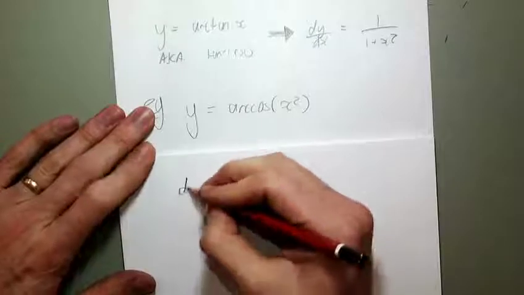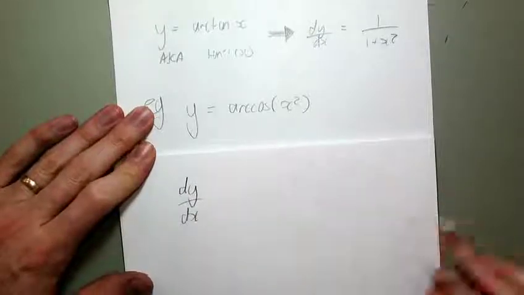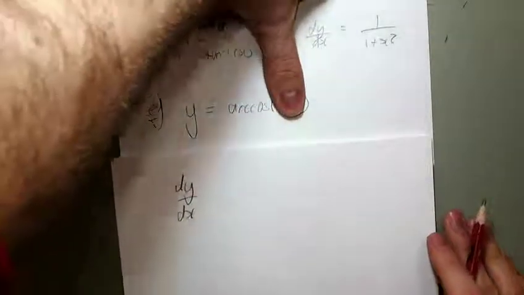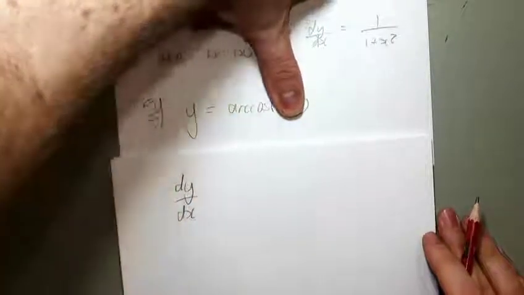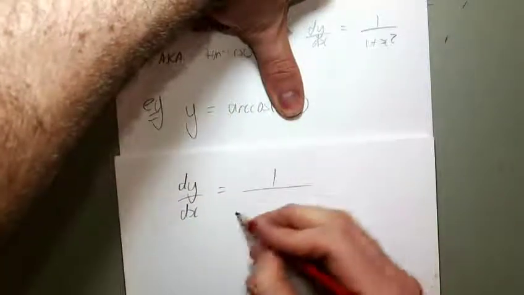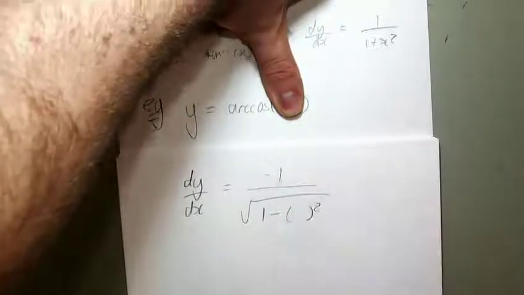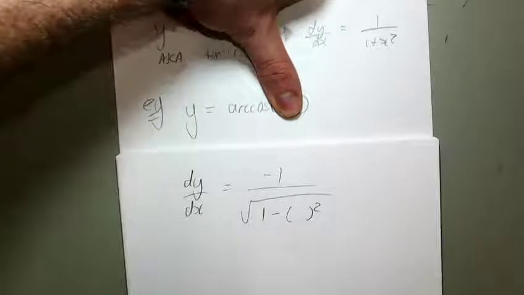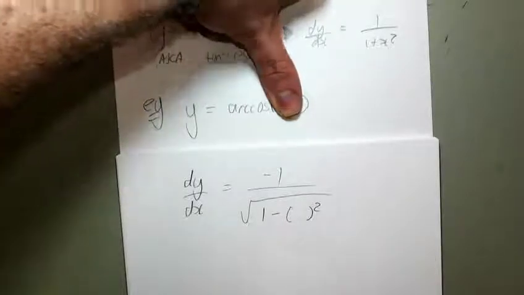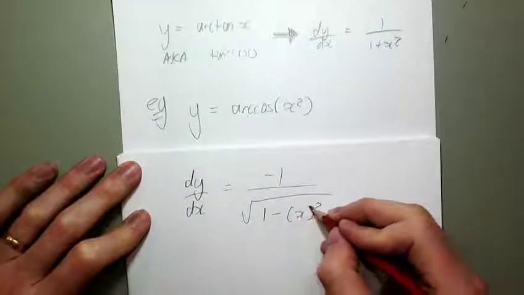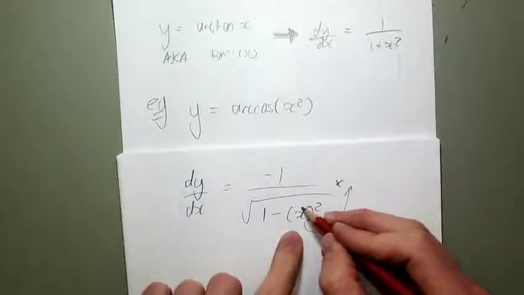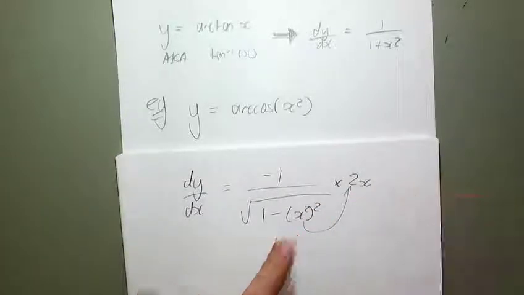So, I would know what to do if that was an x. If it was just arc cos x, the derivative would be minus 1 over root 1 minus x squared. That would be the derivative of arc cos x. But it's not an x, it's an x squared. So I'm also going to have to multiply by the derivative of what I put inside those brackets. And that's it.